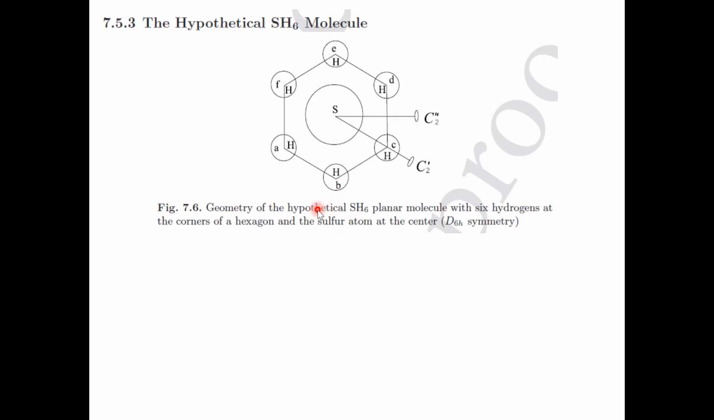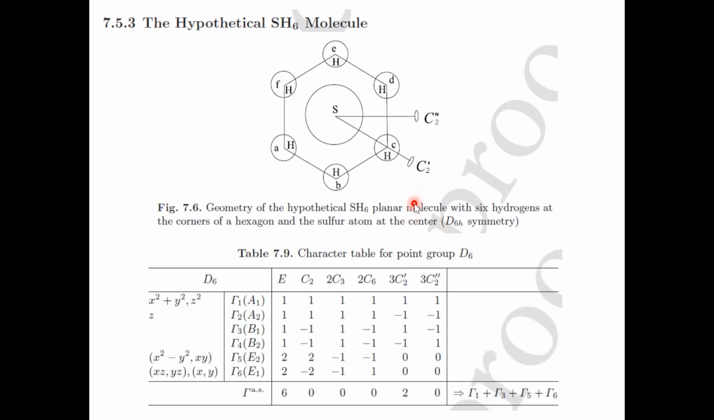So in this planar molecule, the group is D6h. It has D6h symmetry. So we have many symmetry operations. This is the character table of the simpler D6 group. To get D6h, I couple D6, or I make the direct product of D6 with sigma h, or the inversion.